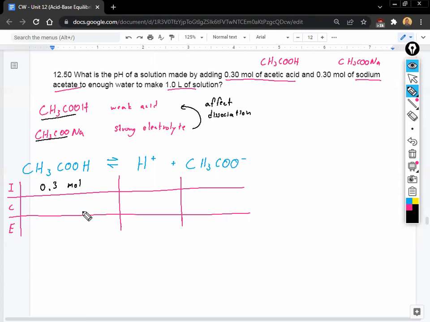Now, usually when we start an ICE table, we put 0 on top of both, right? But if you guys notice, how much sodium acetate do we have? We have 0.3 sodium acetate, which means, since sodium acetate breaks down into Na plus and acetate, we're going to start off with some of this guy right here. We're going to start off with 0.3. We still don't start off with H plus, so we can keep that at 0. But we're going to start off with some acetate in there.